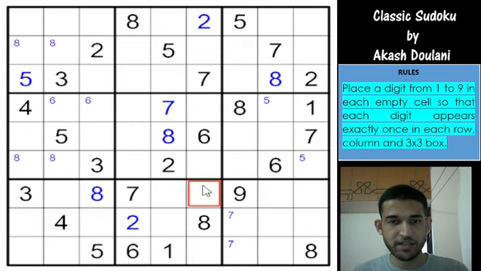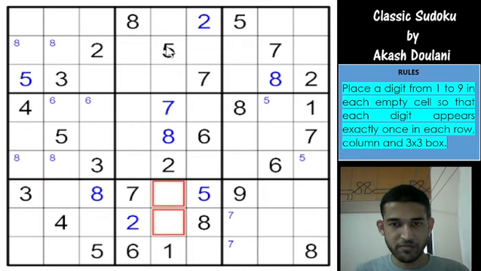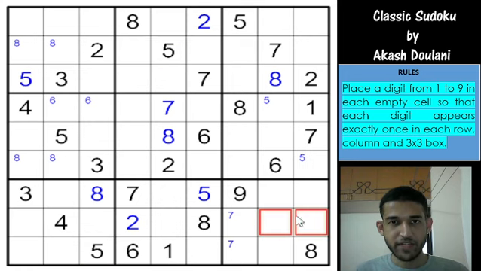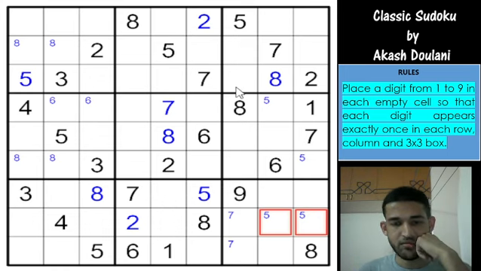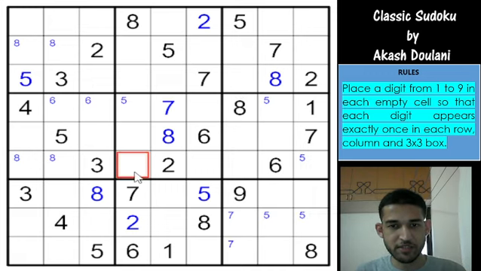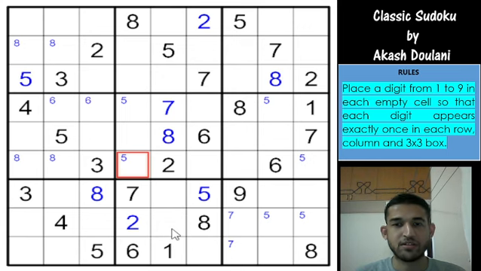Okay, 5 can be placed in box 8 now, because 5 can't be here because of this 5, and 5 is removed from here. And that gives 5 in one of these cells. Five must be in one of these cells in box 5. So I'm just looking at all the 5s in all boxes.